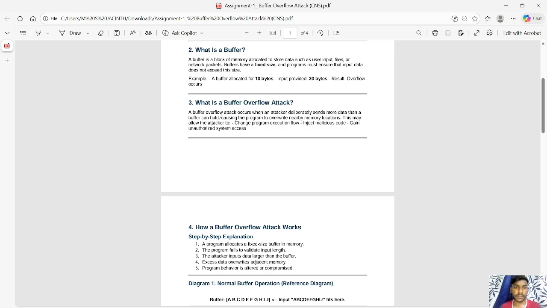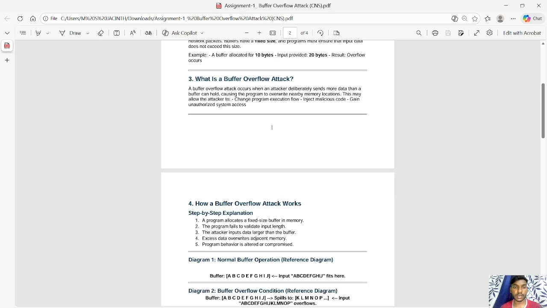A buffer overflow attack occurs when an attacker deliberately sends more data than a buffer can handle, causing the program to overwrite nearby memory locations. This may allow the attacker to change program execution flow, inject malicious code, and gain unauthorized system access.